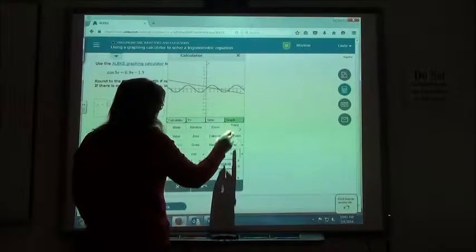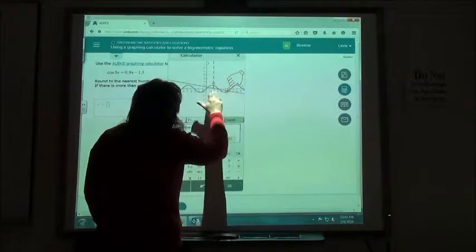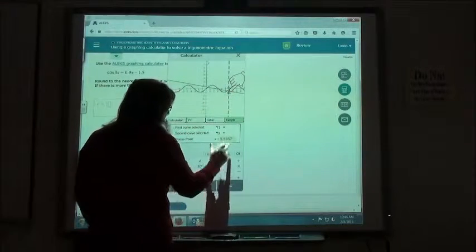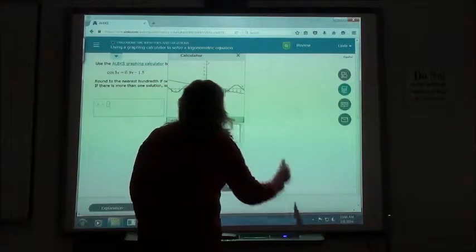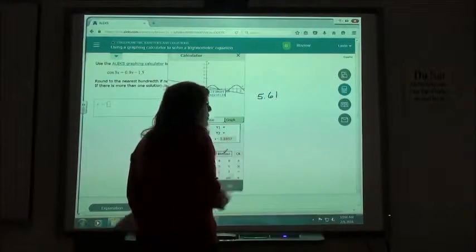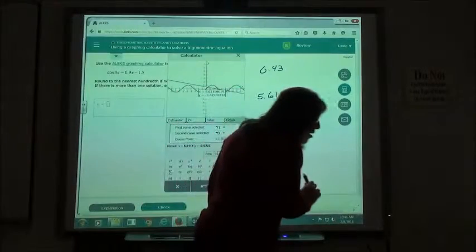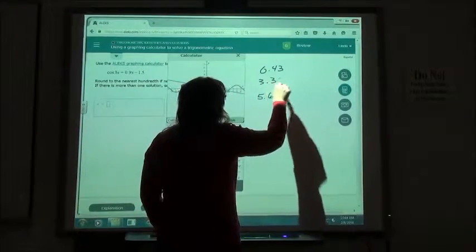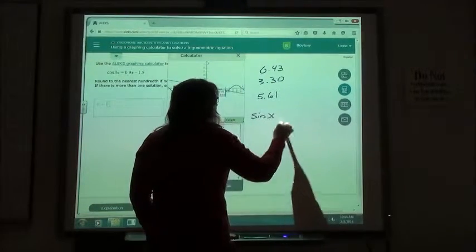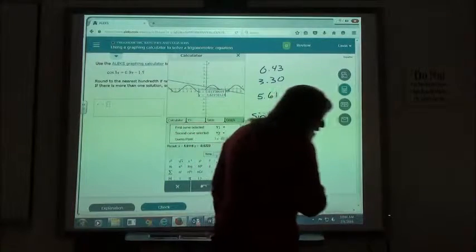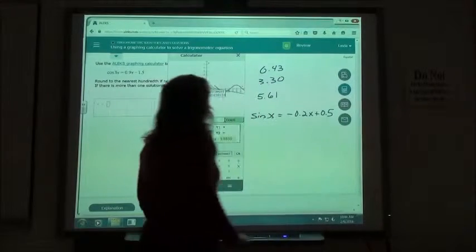Get rid of that. Hit intersect again, pull it all the way over to that third one, or at least close to the third one. Hit intersect, pops that on there, 5.611. So 5.61 would be our third intersection. So again, our first one was 0.43. Our second one was 3.30. Our third one's 5.61. And that was for the equation on number 3, sine of x equals negative 0.2x plus 0.5.